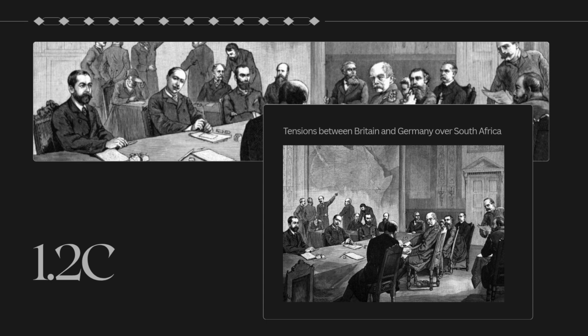This is 1.2c, where we talk more in depth about the tensions between Britain and Germany over South Africa.